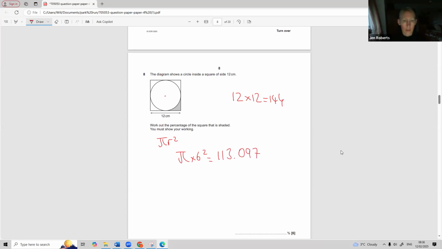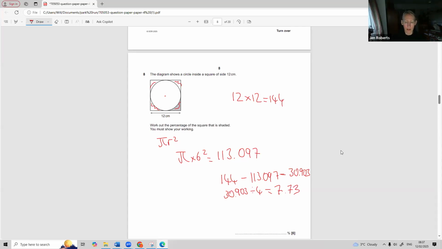113.097. I'm going to subtract the 113 from 144. That would give us all 4 corners. Obviously, I'm just interested in 1/4. I'm going to divide that by 4. Gives you 7.73. So that's the area that's shaded.